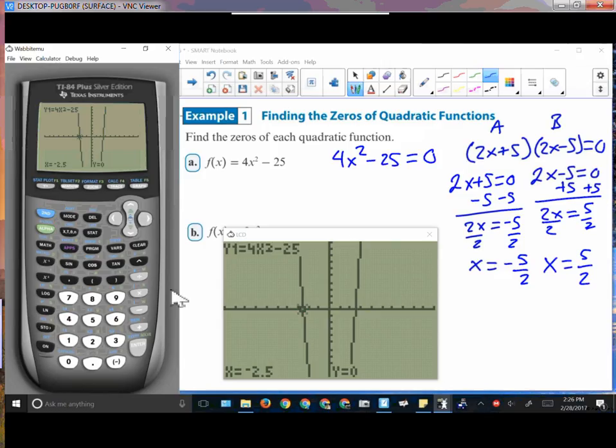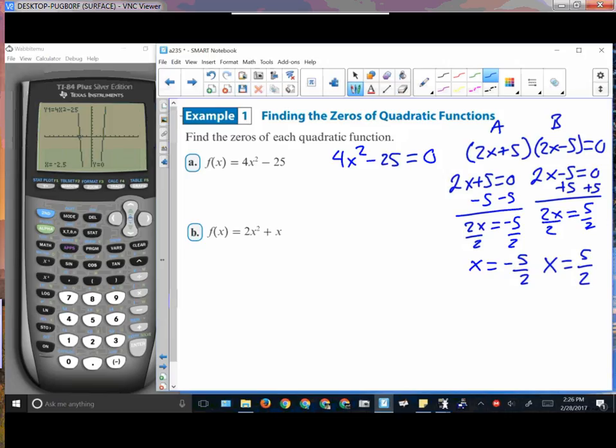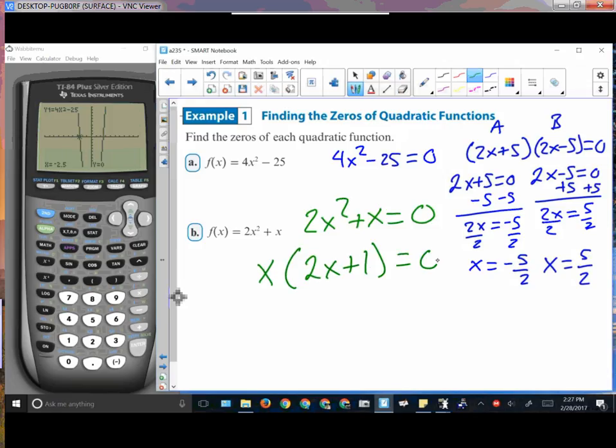Let's try this again. Let's deal with this one. Now when I look at 2x squared plus x is equal to 0, I don't have three terms, so I can't factor it that way. Although there's an x in each term, so could I factor it as follows? X times 2x plus 1 is equal to 0.